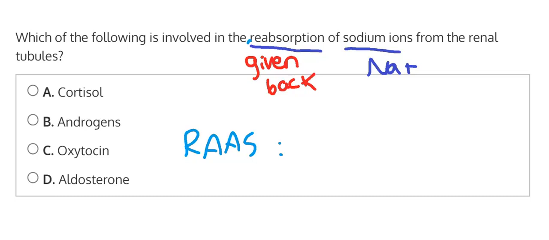So we know that if this renin, angiotensin, aldosterone system is part of this process, then we know that one of these hormones needs to be the answer here of which one is involved in the reabsorption of sodium. And it looks like if we see option D, aldosterone is part of this RAS system. So this would be our answer here.